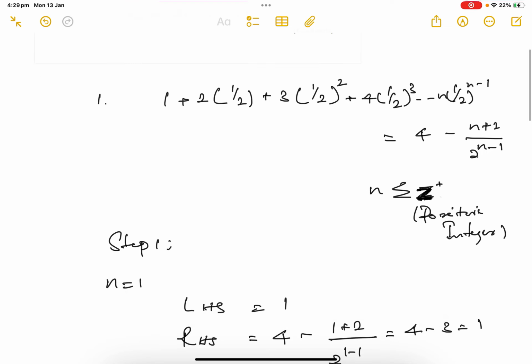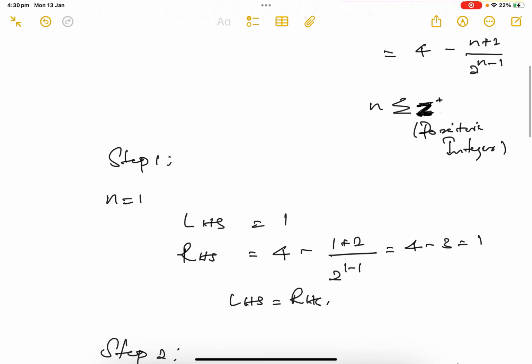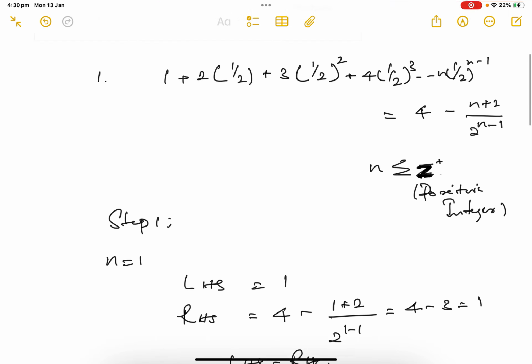I just rewrote that question. The left hand side is the series, the right hand side is the actual sum of that series, and n is a positive integer. Prove by induction.